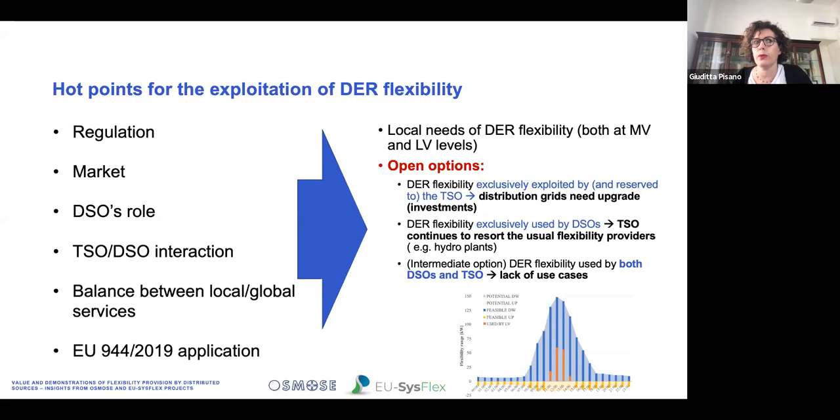The demos of the OSMOSE and the EU-SysFlex projects are in this direction. Let me cite only a sample of a study conducted with the most important Italian DSO, external to the OSMOSE project, dedicated to the LV distribution system. We found that some flexibility should be locally used and only the residual can be offered to the upper voltage level grid. Next slide, please.